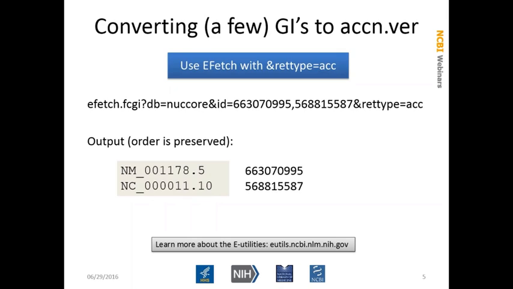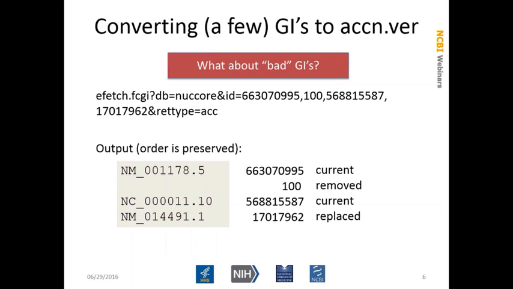So if you have on the order of several hundred or maybe a small number of thousands, you can do this. And I won't talk about this in any detail. You can go back to that webinar, but the basic idea is you can use an API call, such as shown here, to get back a list of Accession.versions that correspond to your input set of GI numbers, including bad GI numbers.